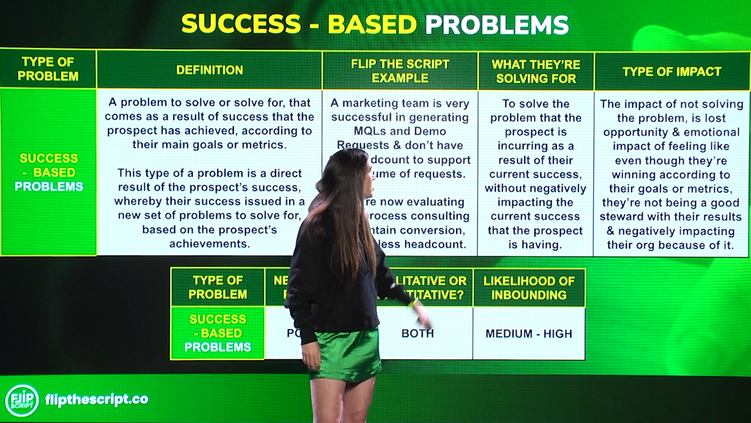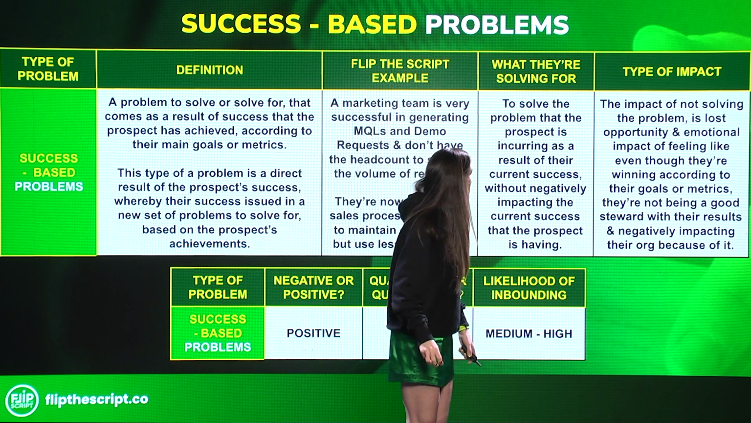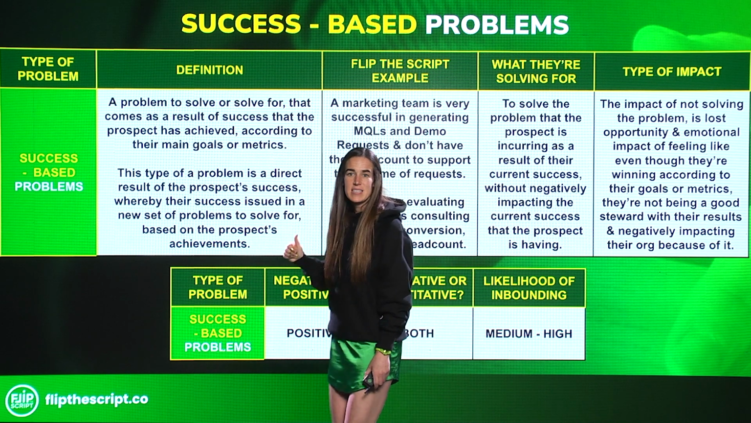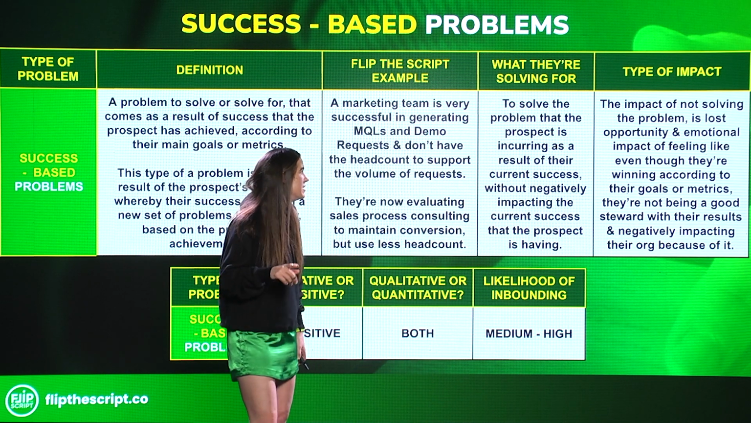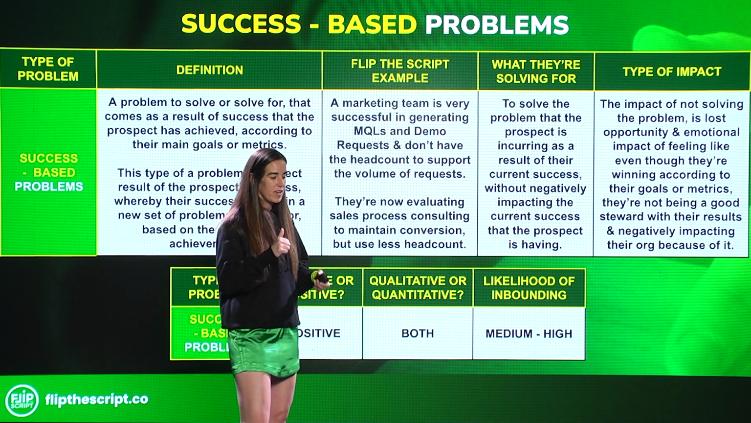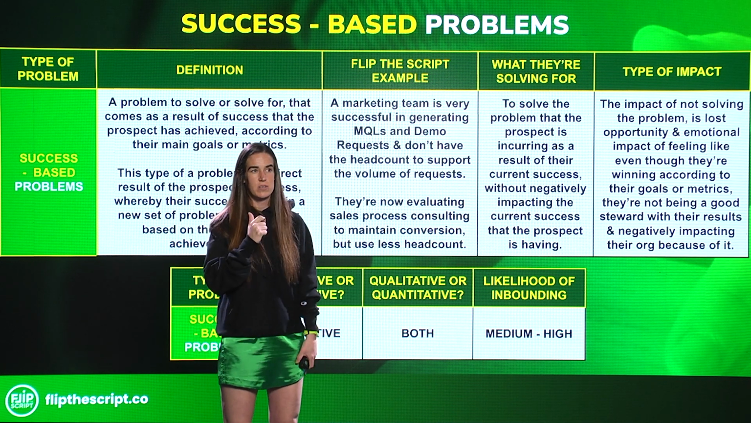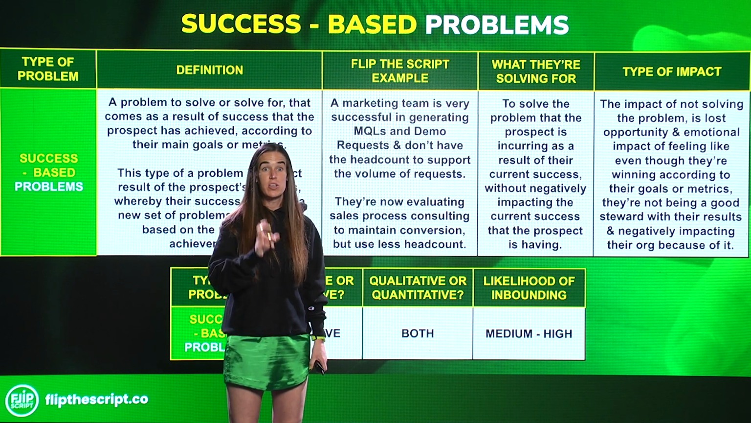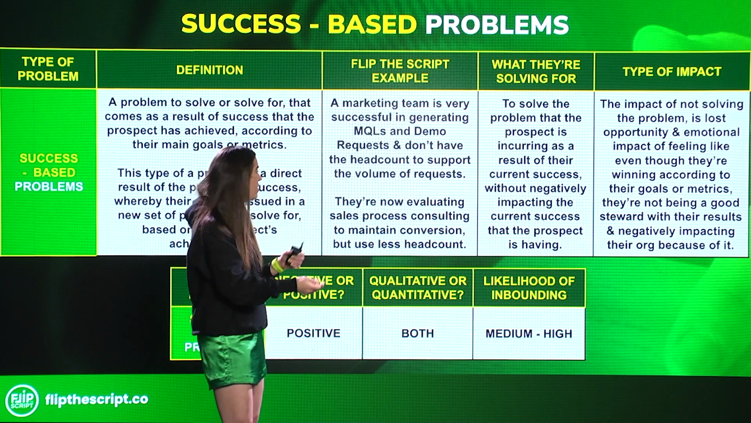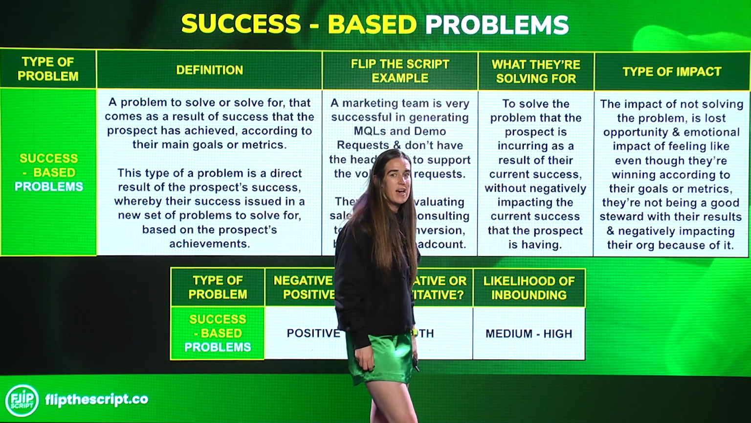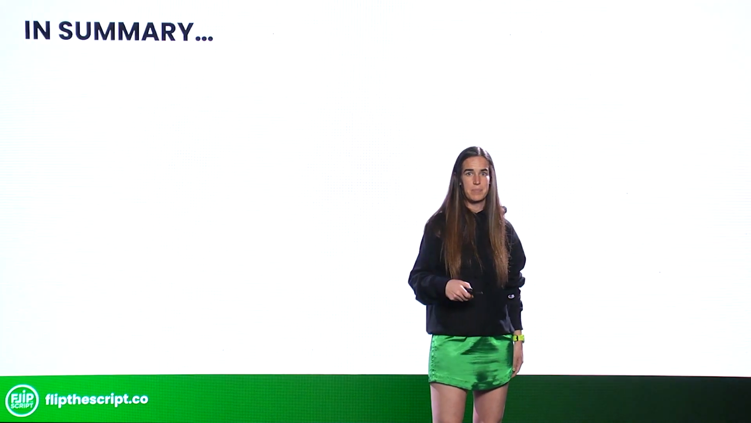So what they're solving for is the problem the prospect is incurring as a result of the current success. And the impact, it depends on what type of problem it is, but it's lost opportunity. And usually it's the emotional impact of feeling like they're not being a good steward with the opportunity in front of them. So they're having all of this surplus. So how do I be a good steward with that surplus? So positive, both qualitative or quantitative depends, and medium to high likelihood of inbounding.